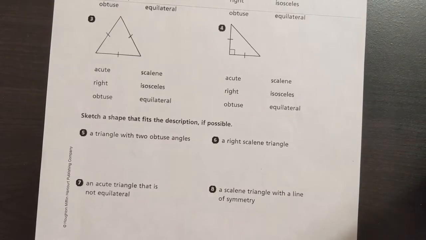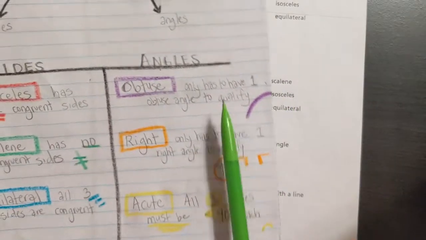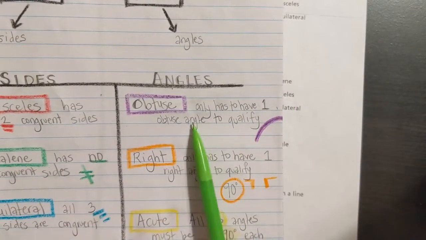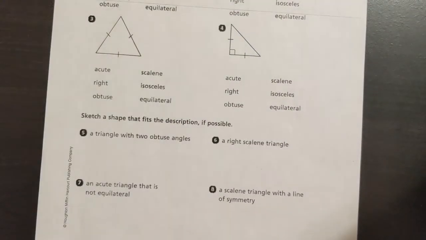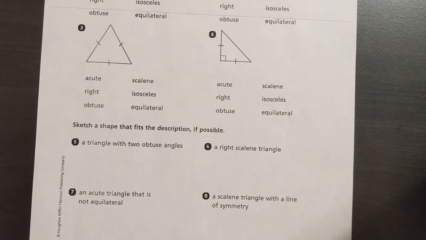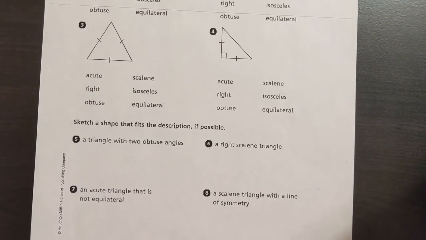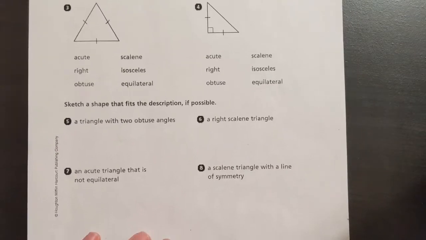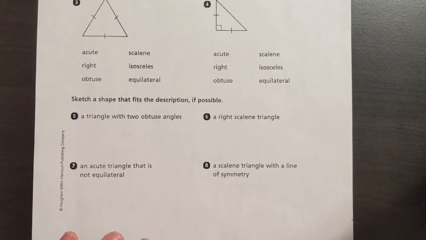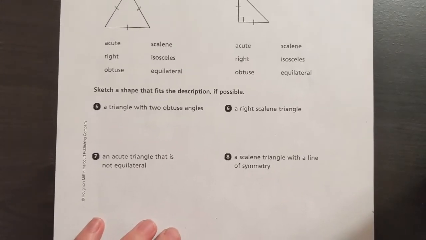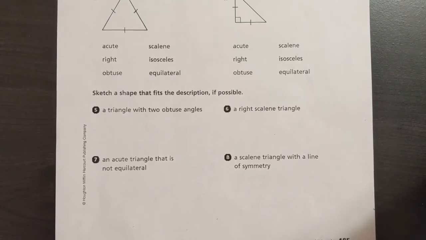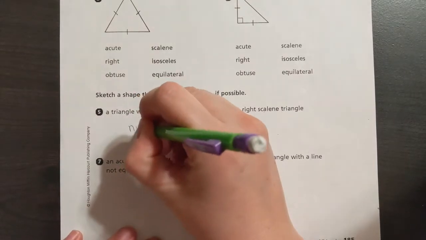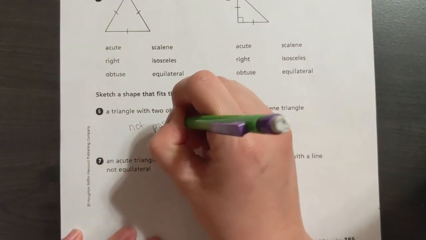Well, if I use my journal to go back to what an obtuse triangle is, it has to have one obtuse angle to qualify. And we talked about this in the previous video. You cannot have more than one obtuse angle in a triangle because it would equal more than 180 degrees. And in all triangles, the sum of all angles adds up to 180 degrees. So number 5 is not possible.